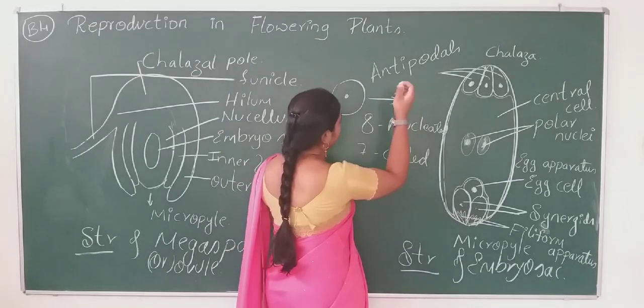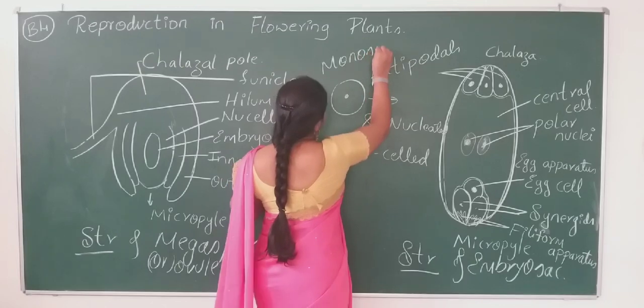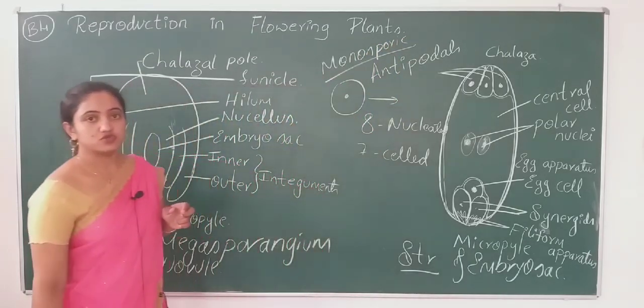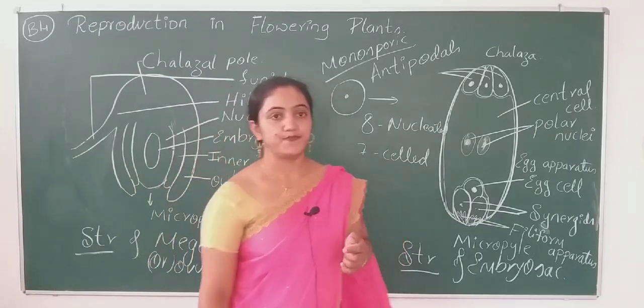This process is known as monosporic. Make it correct, monosporic. So this is all about the structure of the embryo sac.